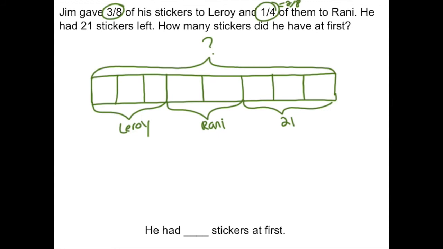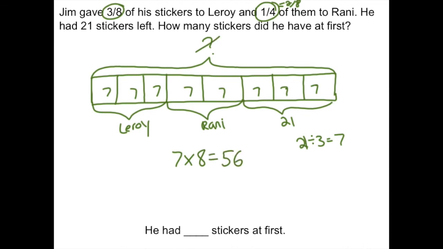So now we can solve using the unit method. We know that 3 units equals 21. So 21 divided by 3 equals 7. That means each unit equals 7. So to find the total amount, we're going to take 7 and multiply that by 1, 2, 3, 4, 5, 6, 7, 8 parts. 7 times 8 is 56. So he had 56 stickers at first.